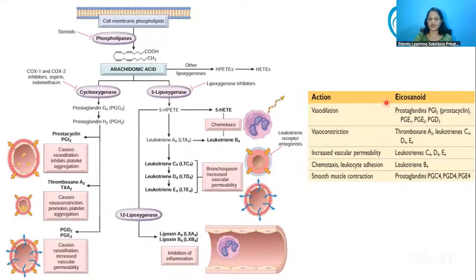In this table here, you can see the arachidonic acid metabolites, which are also called eicosanoids, and their principal functions. Vasodilatation is not just the function of prostacyclin; prostaglandins PGE1, E2 and D2 also help in vasodilatation. Vasoconstriction is done by thromboxanes and leukotrienes, and vascular permeability by leukotrienes. Chemotaxis and leukocyte adhesion are done by leukotriene B4, and smooth muscle contraction is done by prostaglandins. These are some of the local effects of these eicosanoids. There are systemic effects also present.